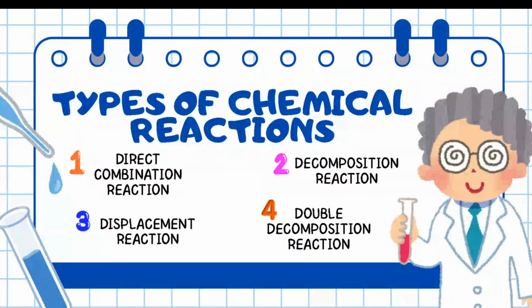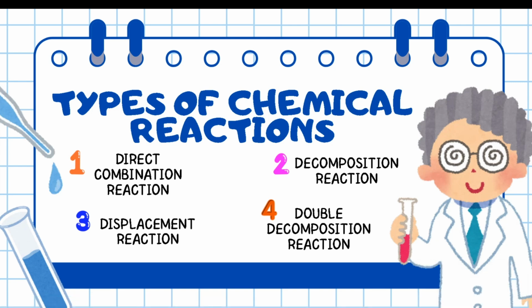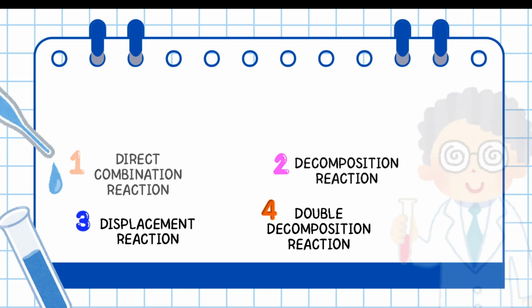Okay, so we have discussed the four types of chemical reaction, that is direct combination reaction, decomposition reaction, displacement reaction, and double decomposition reaction. So in the next video we'll be talking in detail about these four types of chemical reaction.